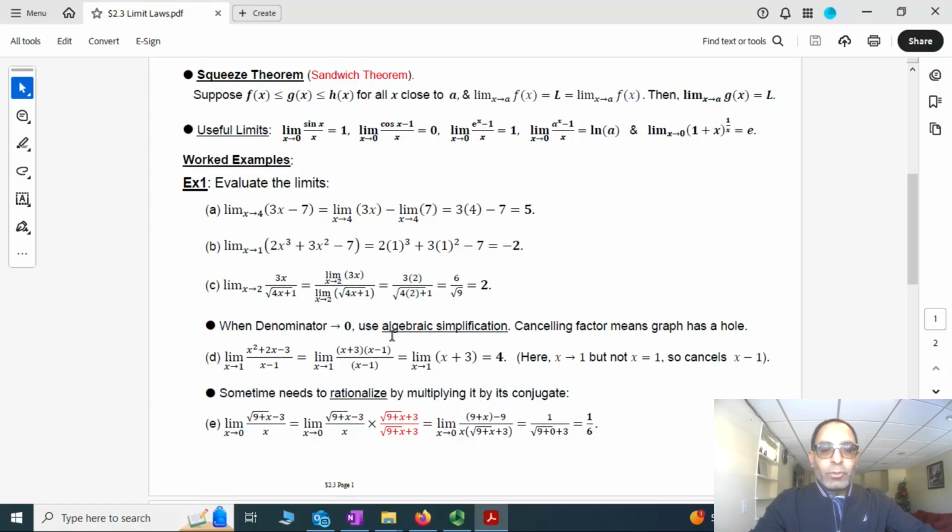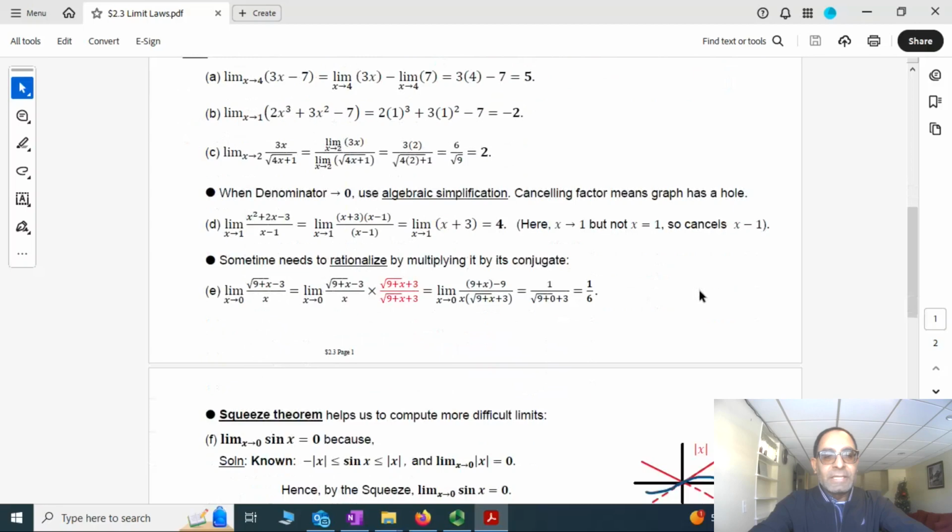When the denominator approaches 0, use algebraic simplifications. Cancelling a factor means the graph has a hole. So for example, let me scroll down. Example D. Limit of these fractions x squared plus 2x minus 3 over x minus 1 as x approaches 1 equals. If we put the value directly here in our denominator, then this x minus 1 becomes a 0. So that means we don't want 0 in the denominator. So let's use some algebraic simplifications.